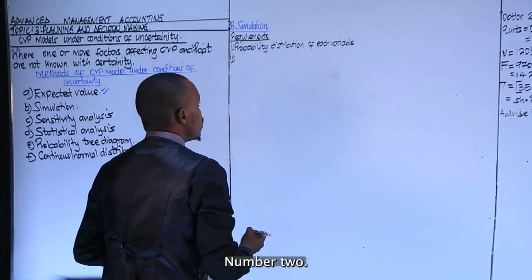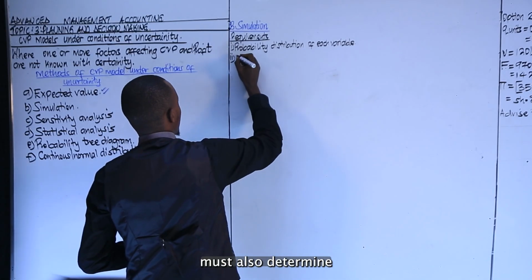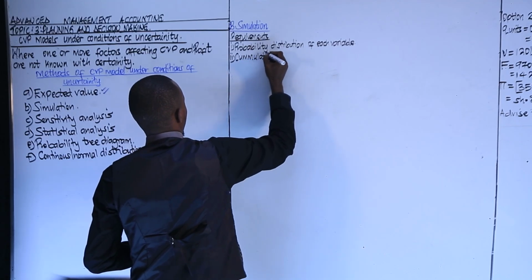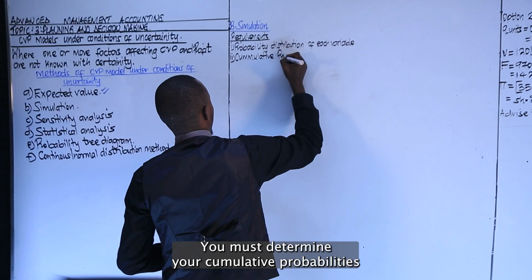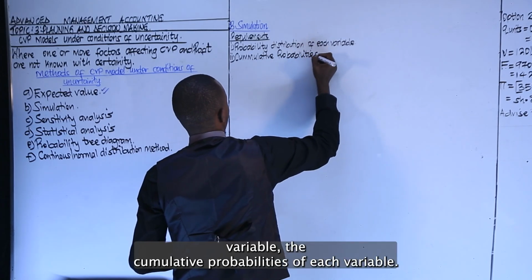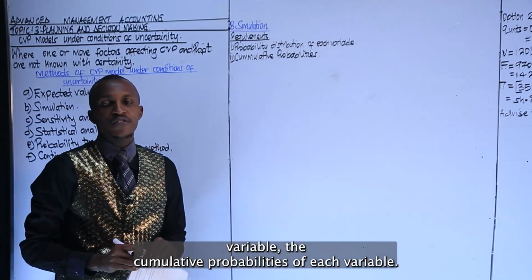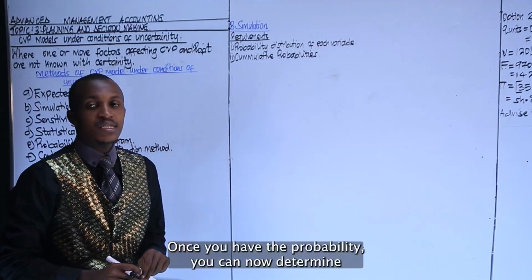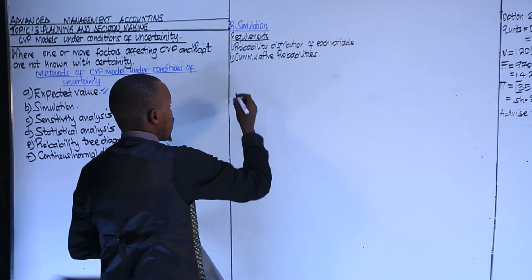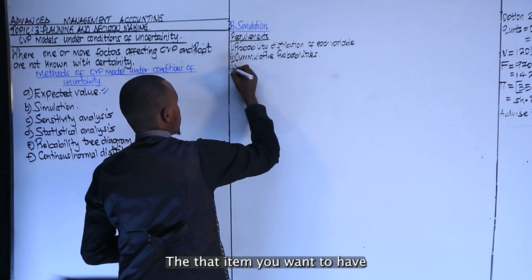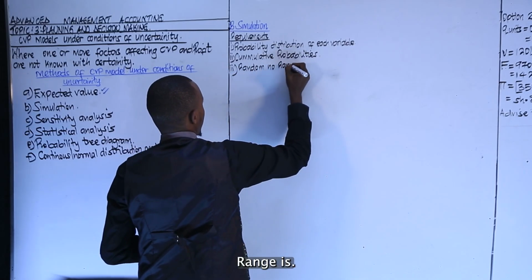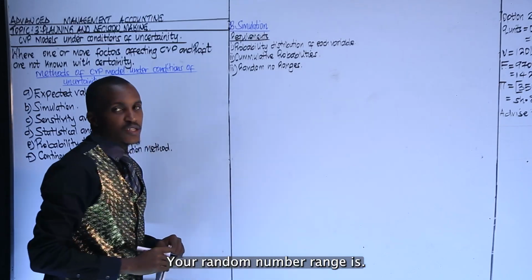Number two, you must also determine your cumulative probabilities of each variable. Once you have the probability, you can now determine your cumulative probability by adding. The third item you want to have is your random number ranges.